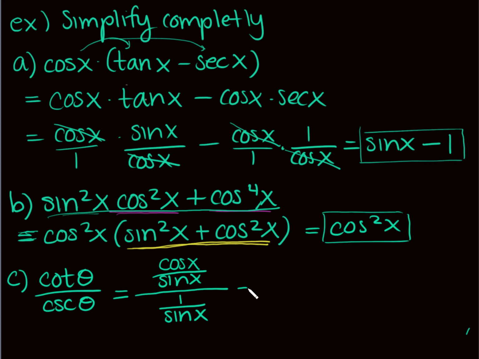So now I can see some stuff that's going to happen. I have 2 fractions divided by each other. So I'm going to take cosine over sine, flip the denominator and multiply. So if I flip 1 over sine, it becomes sine over 1. And then you can see my sines cancel out. And what does this whole thing just simplify to? It just simplifies to cosine. And that's it. Isn't that great? Let's do a few more.